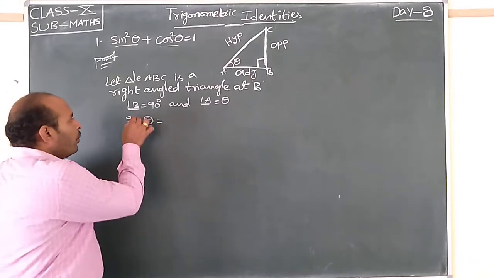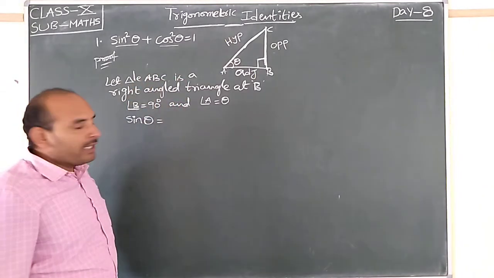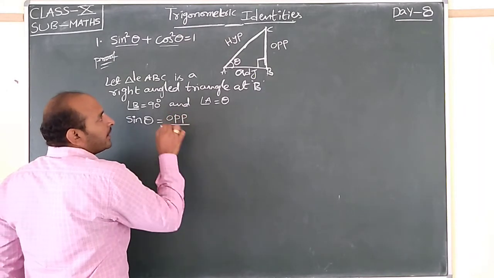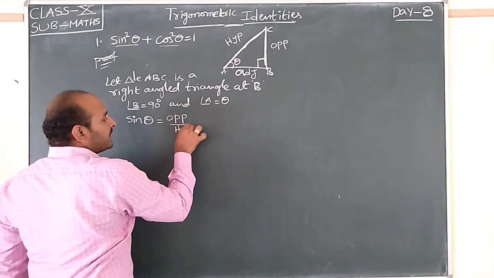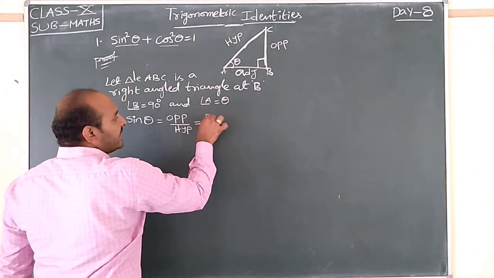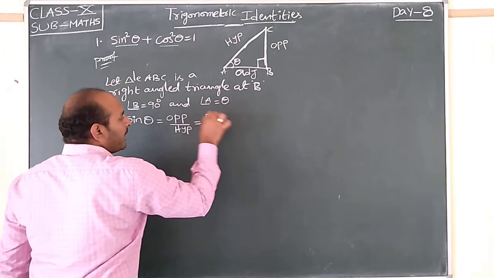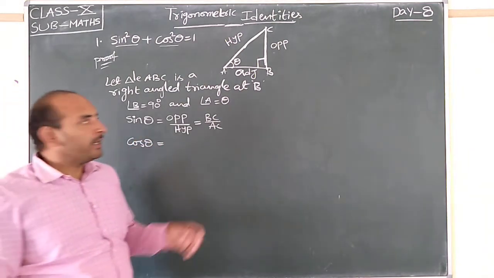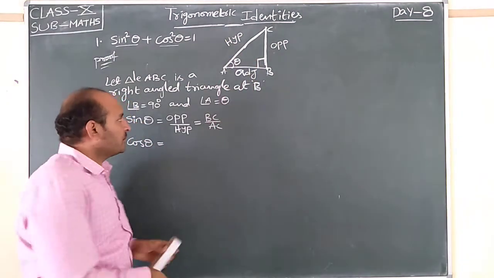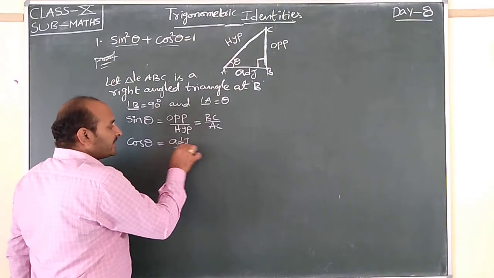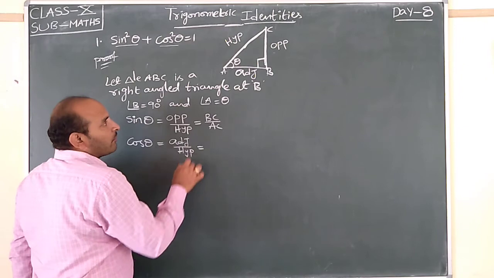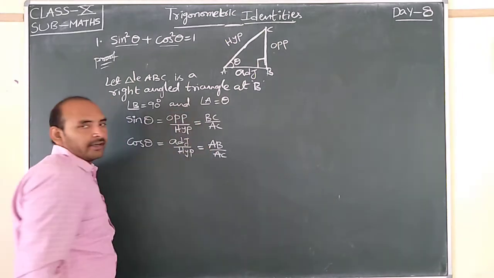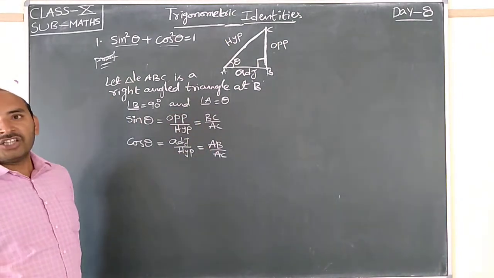So now we know very well, according to a right angle triangle, sin theta is equal to opposite side by hypotenuse. That is nothing but opposite side BC divided by AC. Next, find out cos theta. Cos theta is nothing but adjacent side divided by hypotenuse, which is equal to AB divided by AC. So this one is clear.